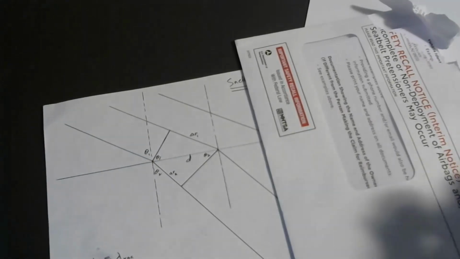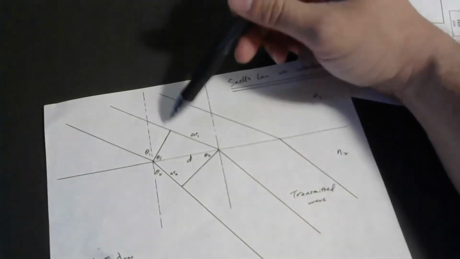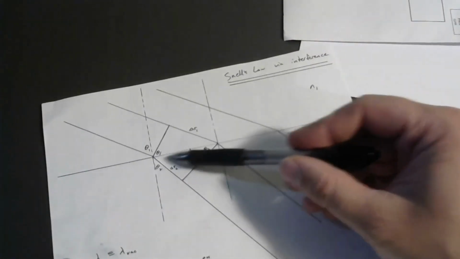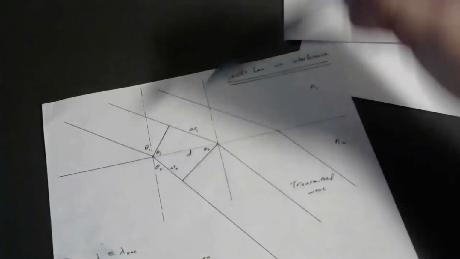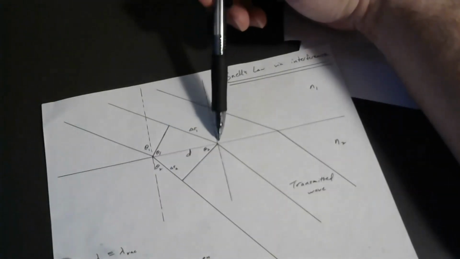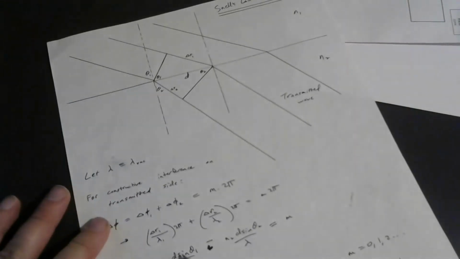Okay, I obviously misspoke. Delta R1 is not the hypotenuse. D is the hypotenuse. If we take D and multiply by the sine of theta 1, we will get the side opposite theta 1. That's delta R1, which is where I got this from, right here. Do the same thing over here.